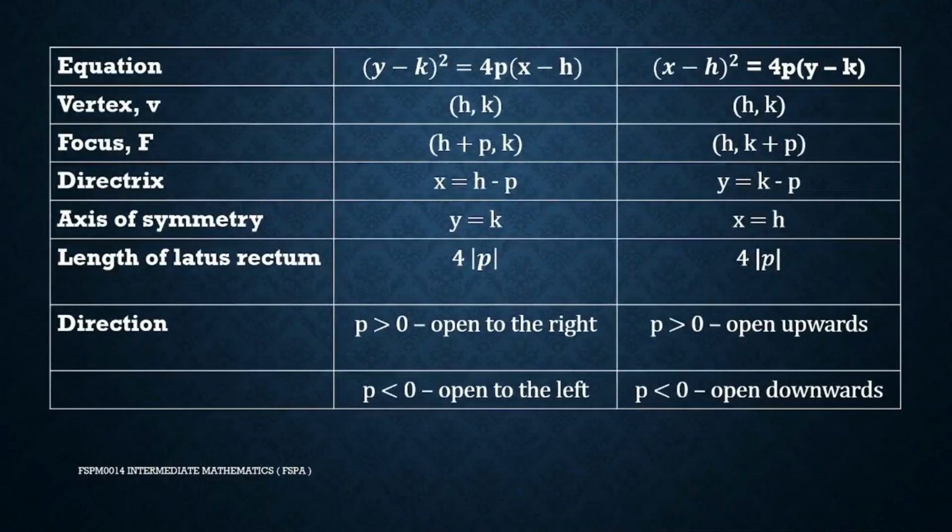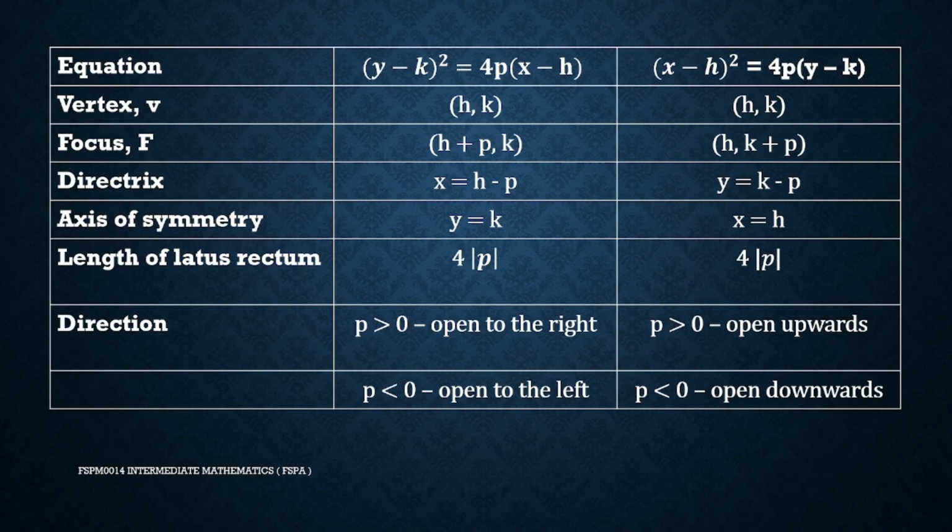Okay, I will simply explain the curves. As for the first one, there is the left-right curve. The equation for it is (y - k)^2 = 4p(x - h). Vertex is (h, k). Focus is (h + p, k). Directrix is x = h - p and axis of symmetry is y = k. Length of latus rectum is 4|p| and the direction is, if p is larger than 0, open to the right, and if p is smaller than 0, it will open to the left.